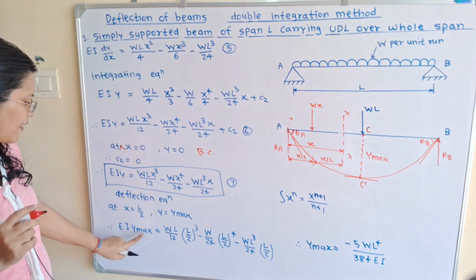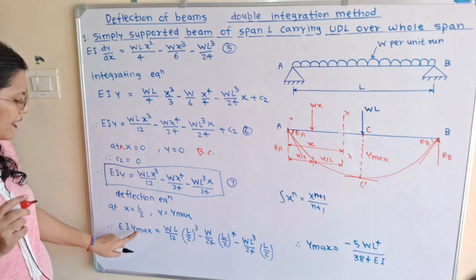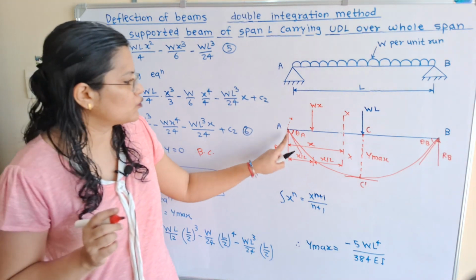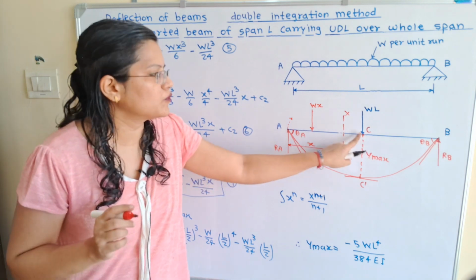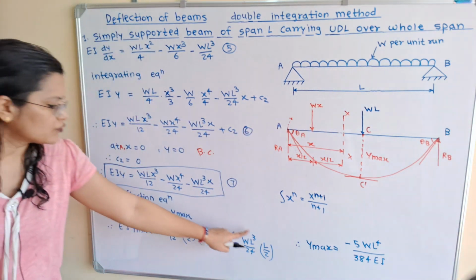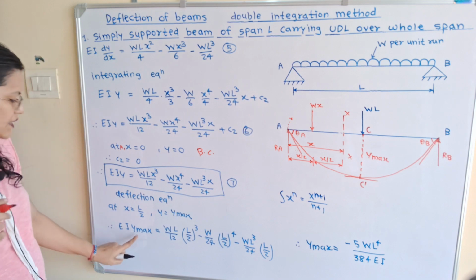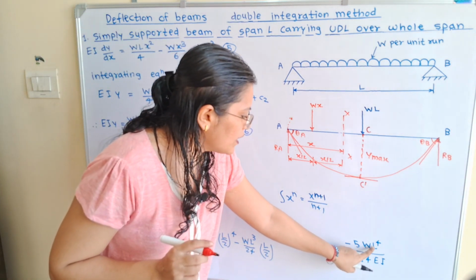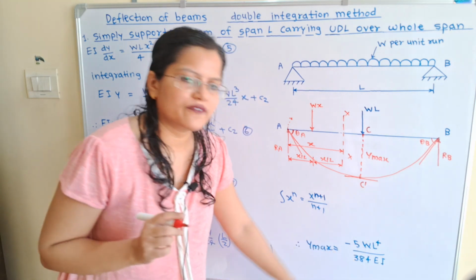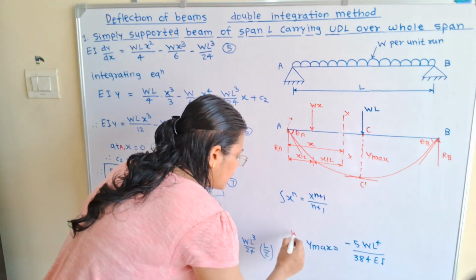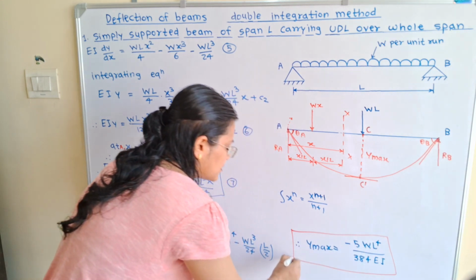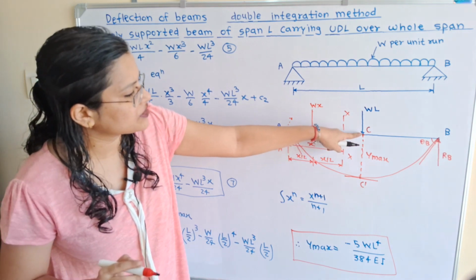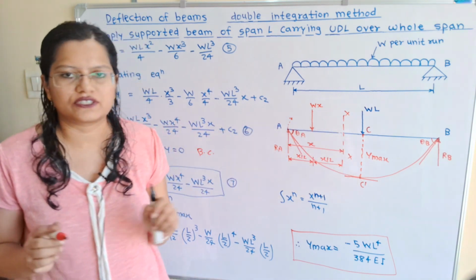So y max is equal to, instead of y I will write y maximum, and instead of x I will write L by 2, because the distance from A to C is equal to L by 2. When we simplify this, we get y maximum is equal to minus 5WL^4 divided by 384EI. So this is the final formula to calculate maximum deflection. Now why the minus sign? Because this deflection is in the downward direction.